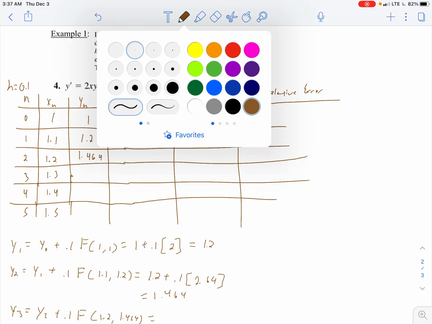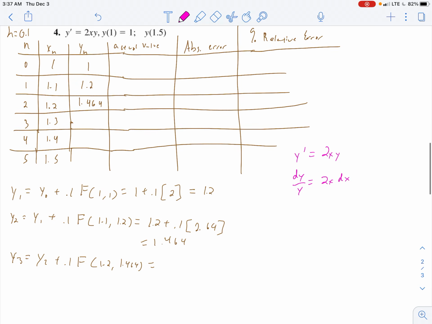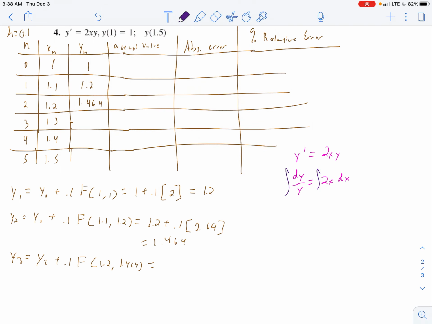To find the solution to our differential equation, you should be able to do this on your own by now. We have y prime equals 2xy. So I'm going to have dy over y is equal to 2x dx. Take the integral of both sides. Integrating left and right, I'm going to get natural log of y on the left. On the right, I'm going to get x squared plus c.